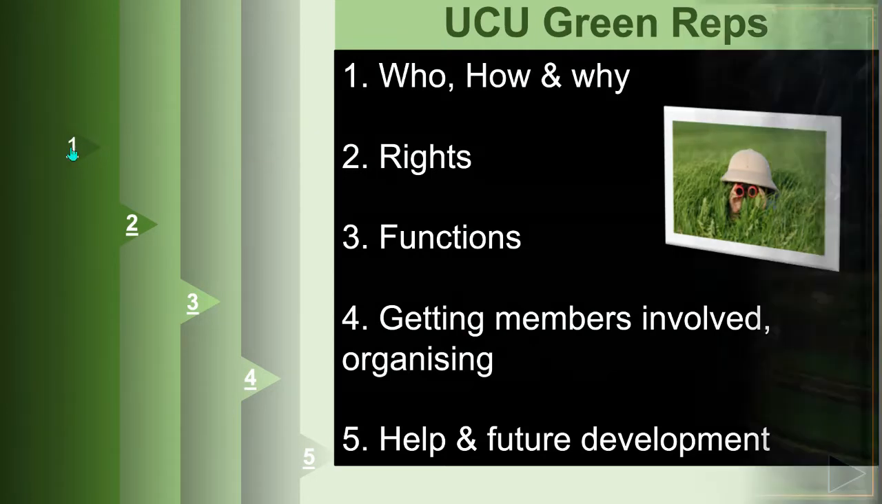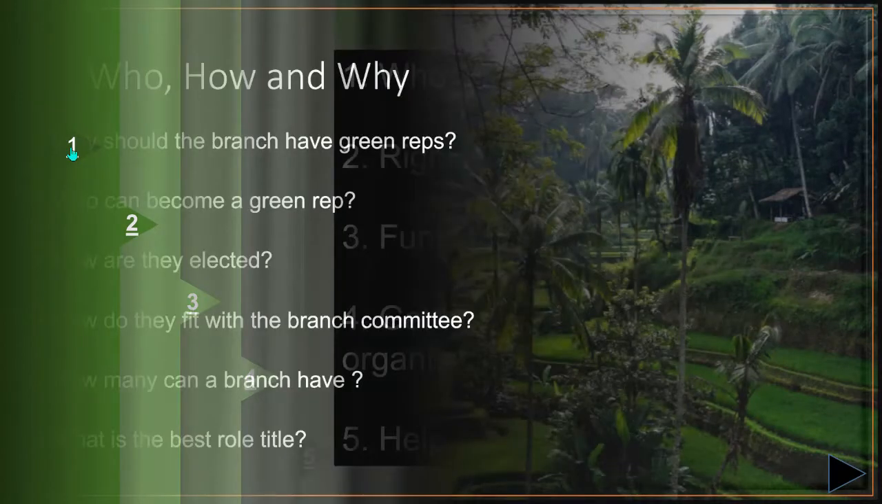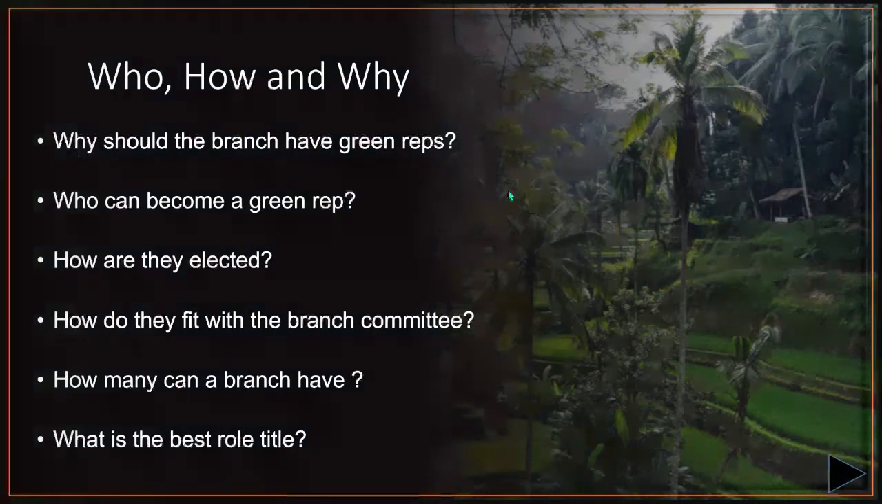So first of all, we're going to look at who, how and why. And we're going to try and do this in a kind of slight question and answer type debate. So the first question is, why should the branch have green reps? So Marianne, can you put some more meat on the bones of that for us? I will try my best.